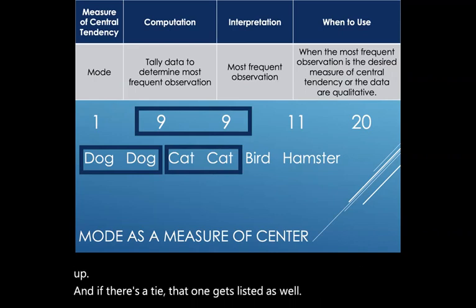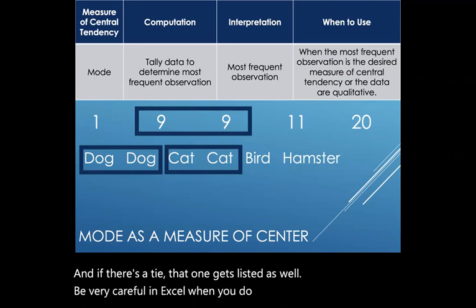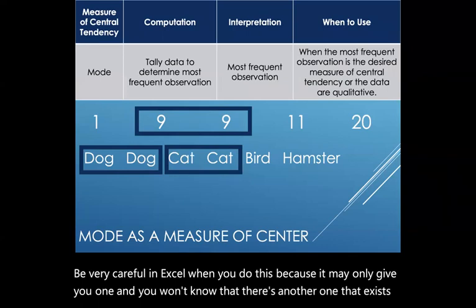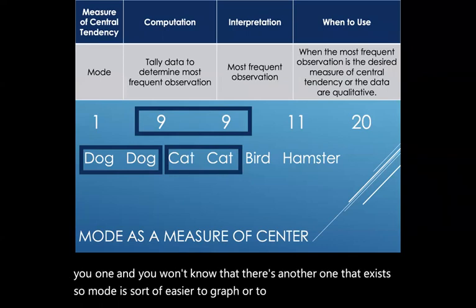Be very careful in Excel when you do this because it may only give you 1 and you won't know that there's another one that exists. So mode is sort of easier to graph or to spot with your eye, especially after you sort the data.